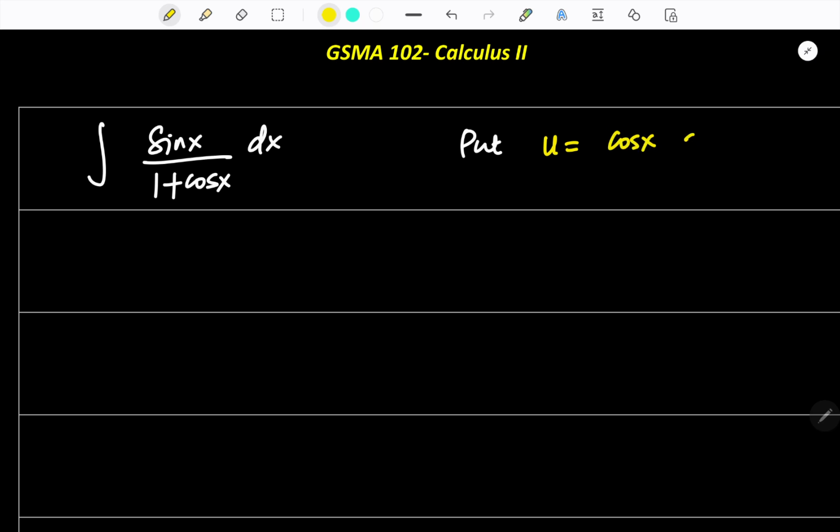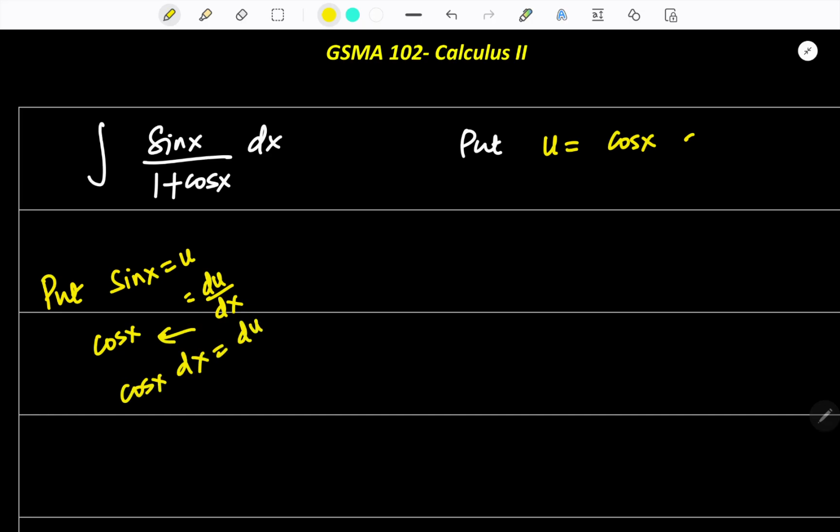Why, teacher, do you take u is equal to cosine x? Because if I take sine x as u, for example, if I put sine x is equal to u, what is my derivative du by dx? It is cosine x. Then you cross multiply, you will get cosine x dx is equal to du. Do you have cosine x dx here? No. I have sine x dx. That is why I am taking u is equal to cosine x. Now what is your du by dx? du by dx is negative sine x.